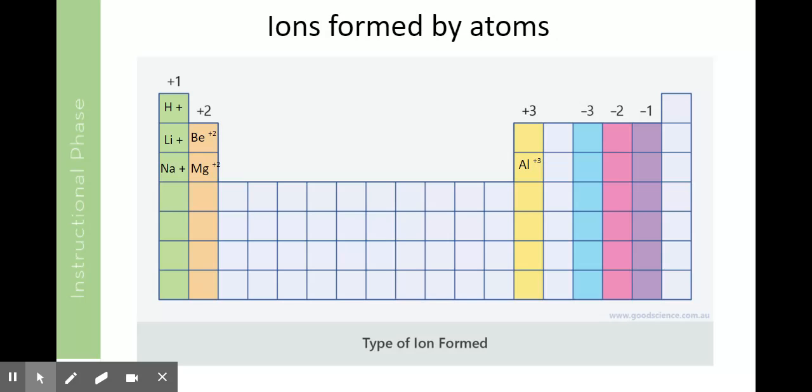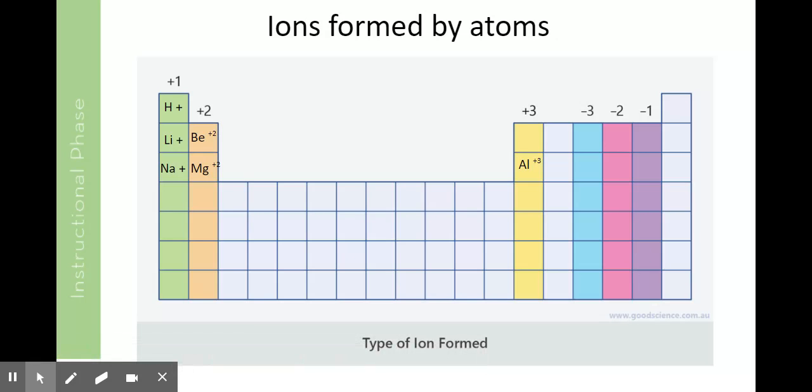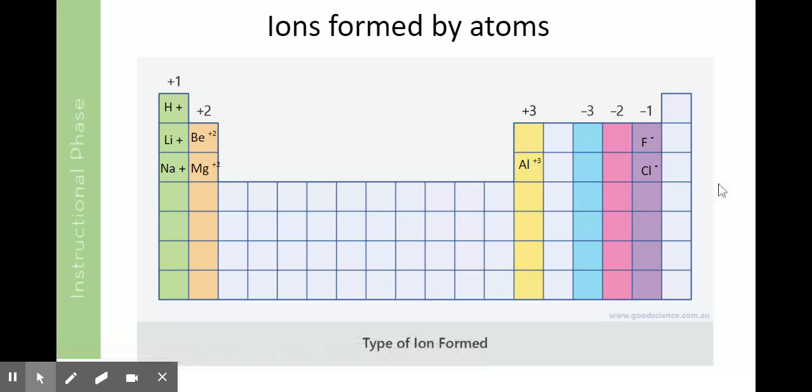Now, let's skip over to group 7. Group 7 are all in group 7 because they've got 7 outer shell electrons. They gain 1 electron. If they gain an electron, they become negative by 1. So any atom in group 7 will always form the same ion. F minus, Cl minus, Br minus, I minus, and they become an -ide ion: fluoride, chloride, bromide, iodide, and so forth.